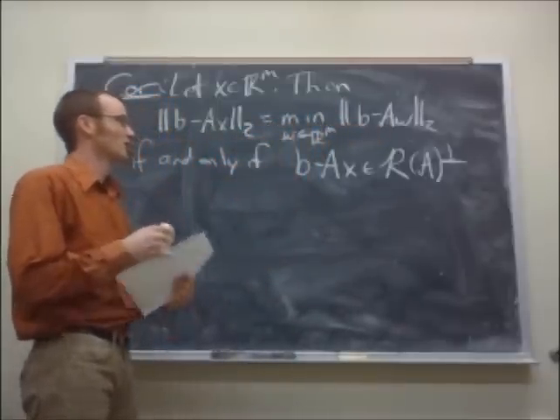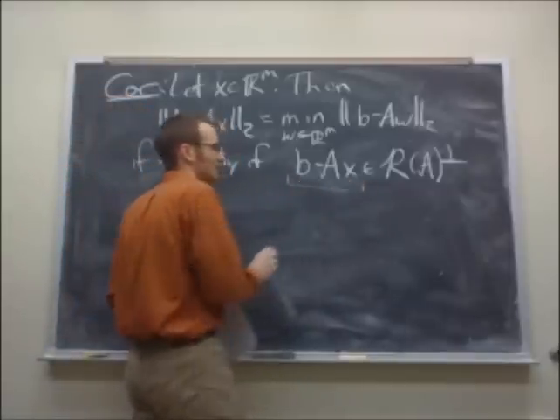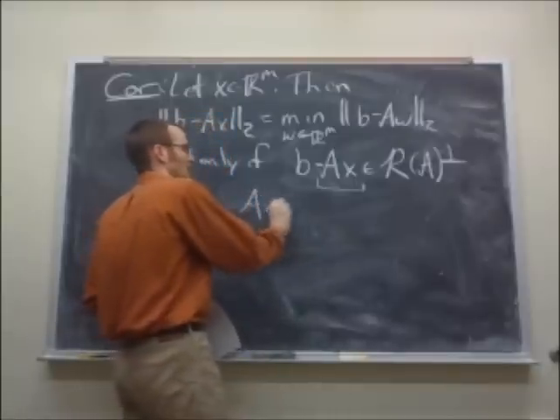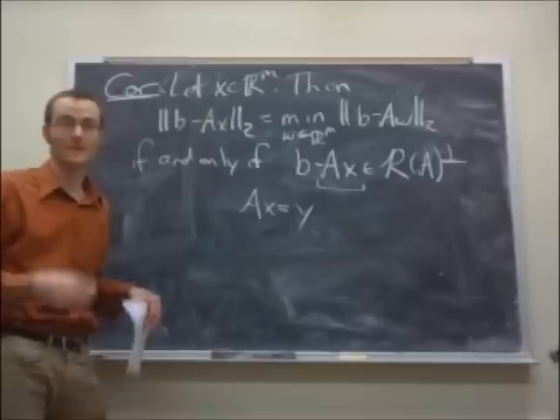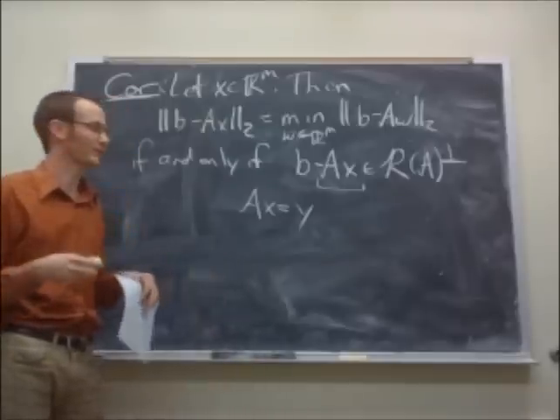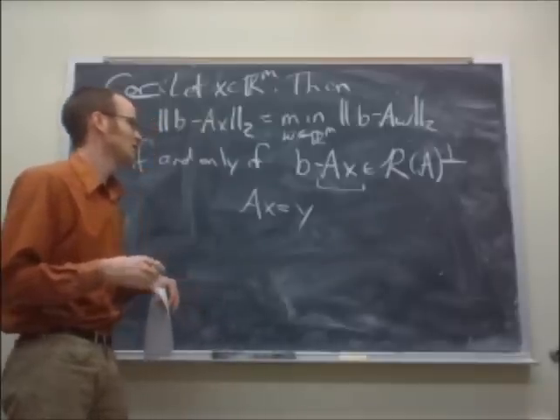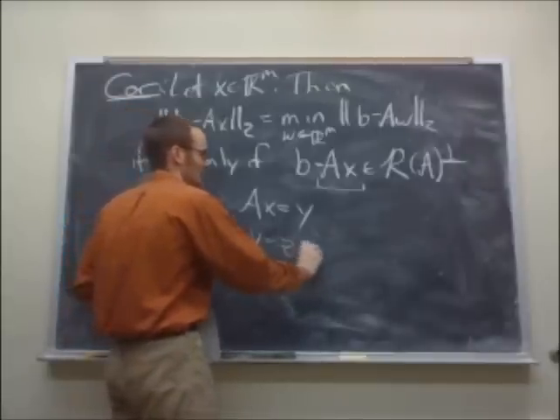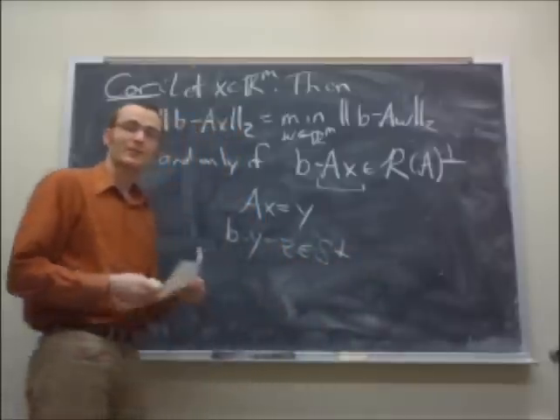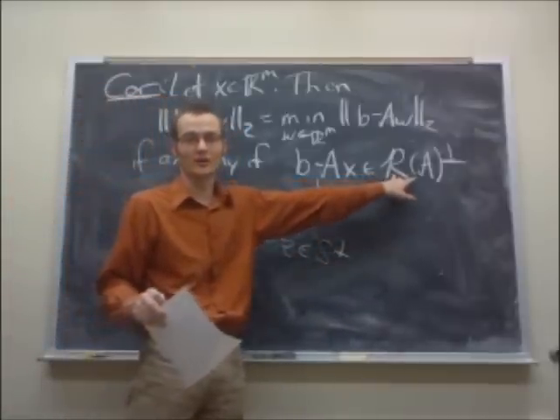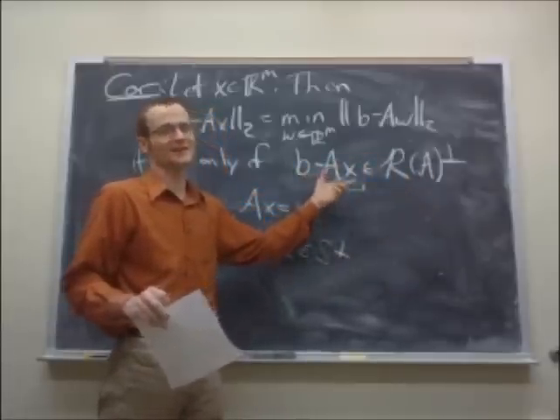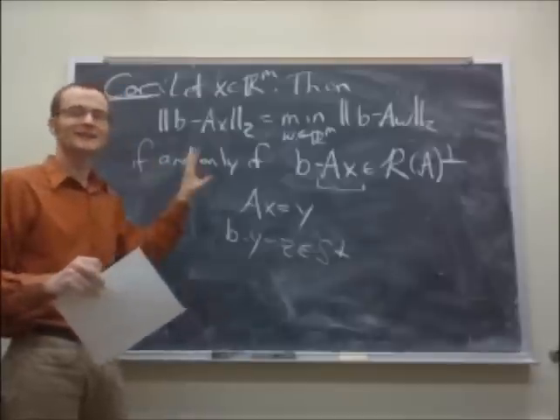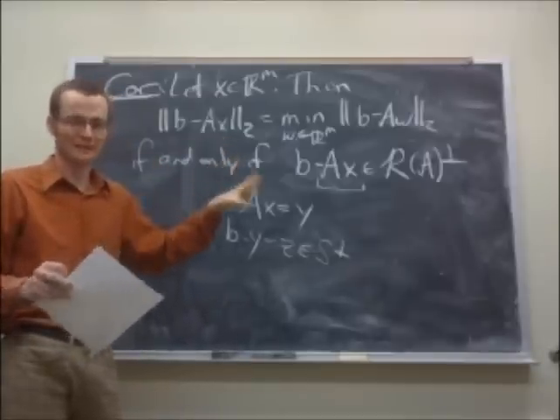And so, why is this? Well, this Ax is equal to the y that we found earlier. It's the same thing in the two different proofs. And remember, b minus y is equal to z, which was in S perp. But S is the range of A, and so b minus Ax had better be in the perpendicular of the range of A. So this is the exact same theorem, just spoken in different terms.